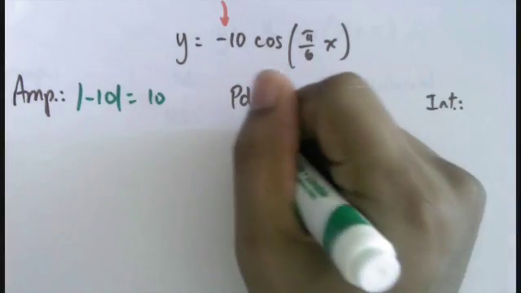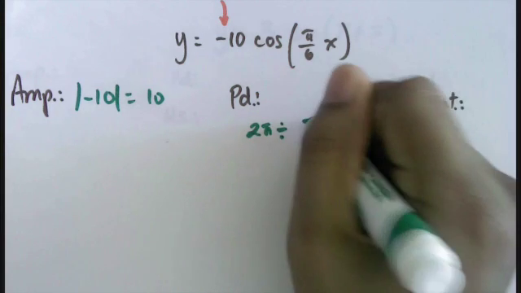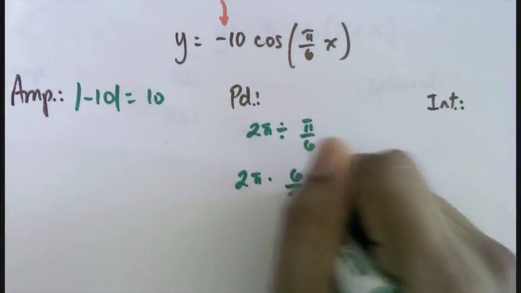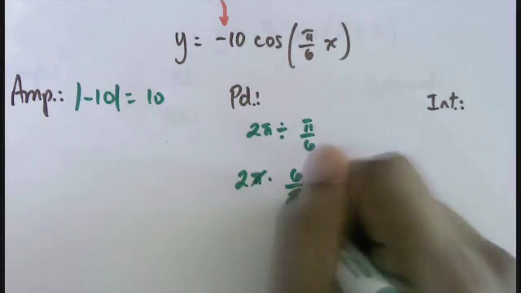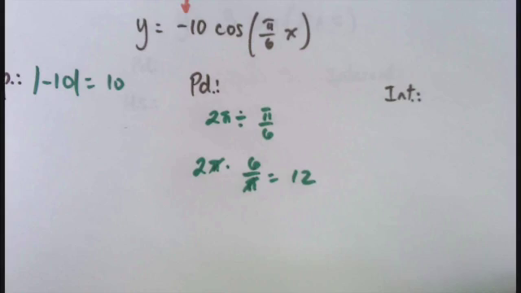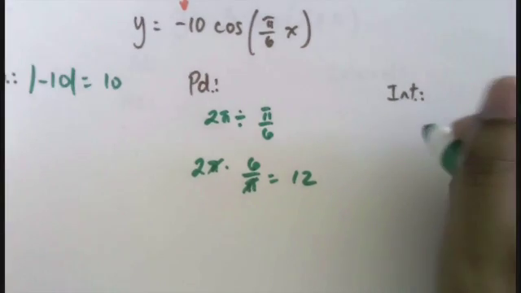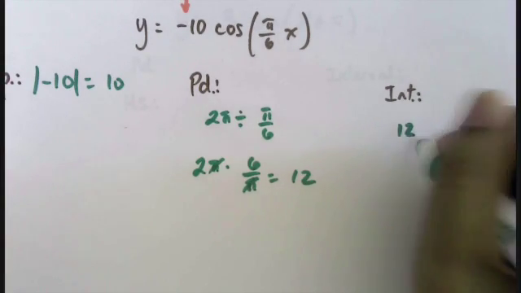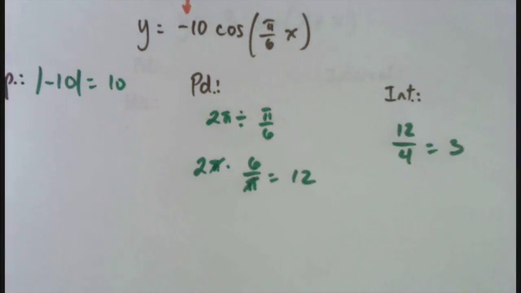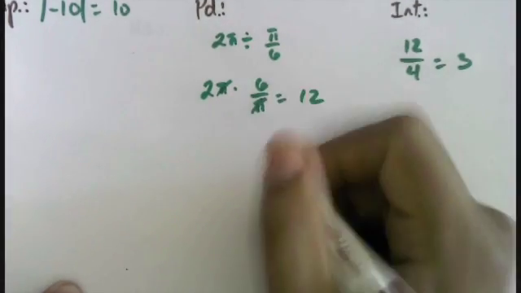The period is going to be 2 pi divided by pi over 6, which is the b value. And I'll go ahead and multiply by the reciprocal. And it looks like this will give me a value of 12. So this is a much longer period than we've had before. The intervals will be the total period divided by 4, which is going to be 3. These are nice numbers to work with, so we're going to keep going. There is no vertical shift, so I don't have to worry about modifying the y-axis.